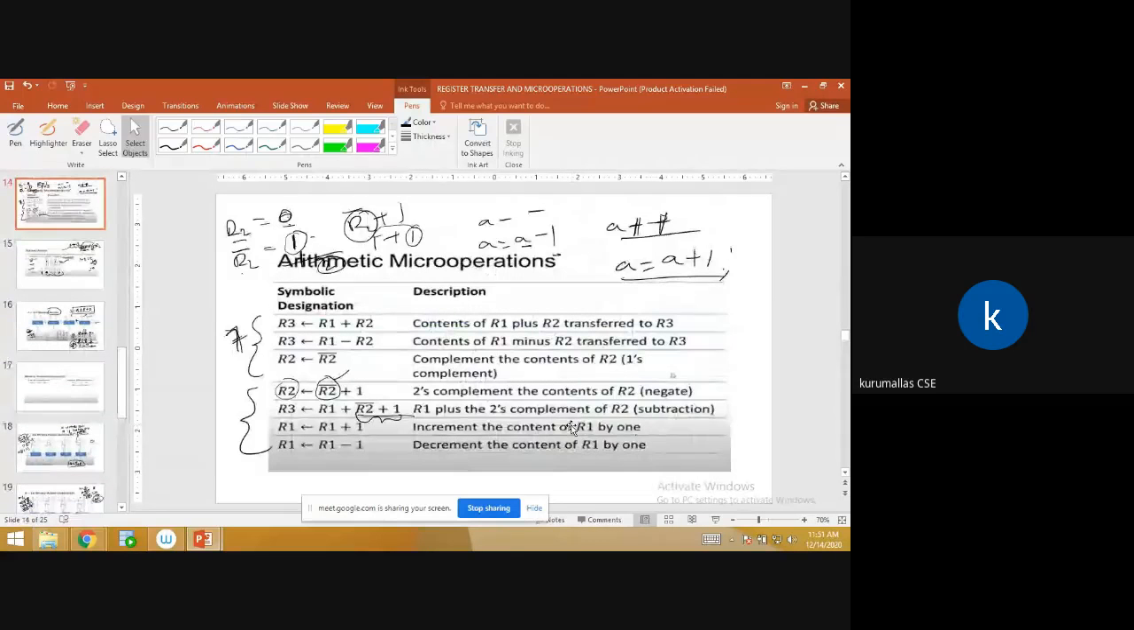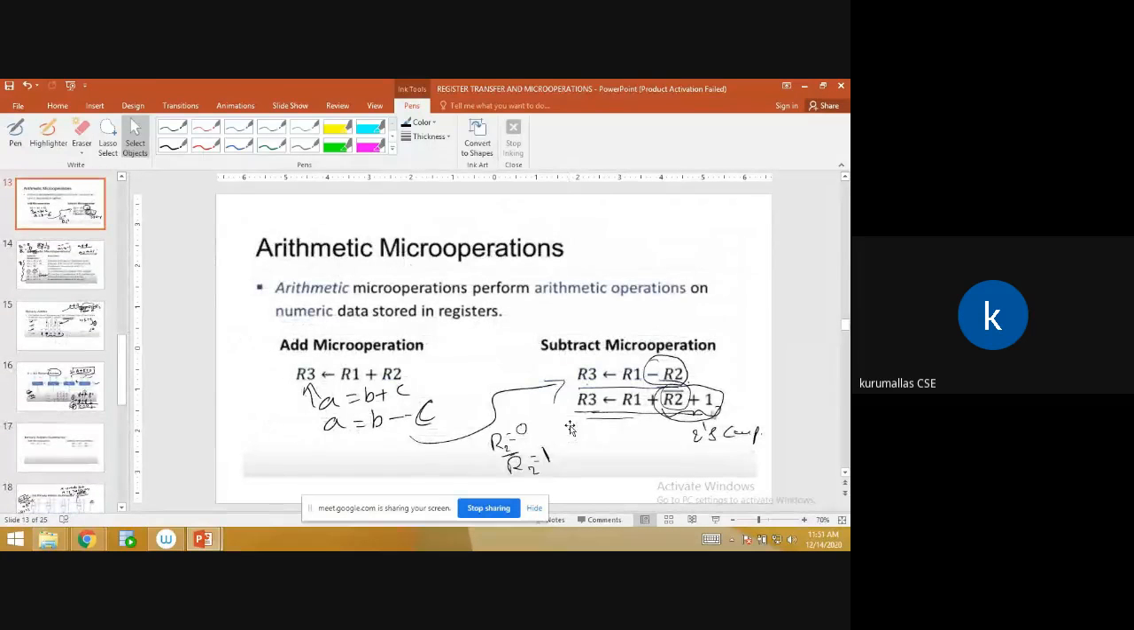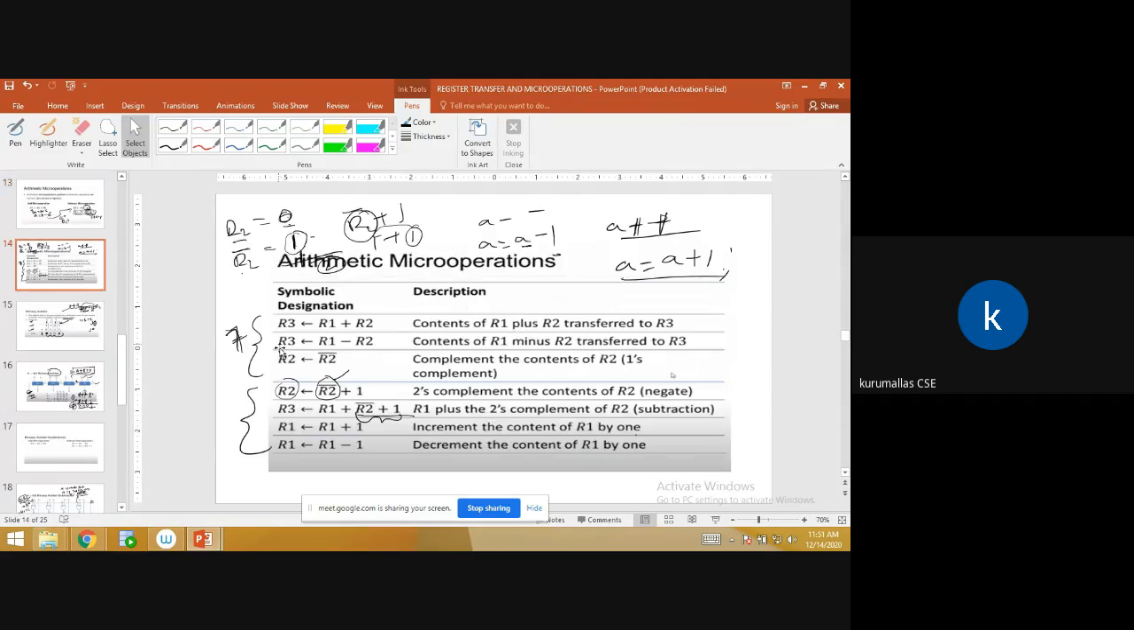Did you understand today's class? We have different types of micro operations while performing on the data. We have seven micro operations. These are the seven micro operations. For the subtractor, the two's complement of the second operand is added to the first operand and then stored into R3. Compared to all these three, this is somewhat different, so I am teaching it again and again.